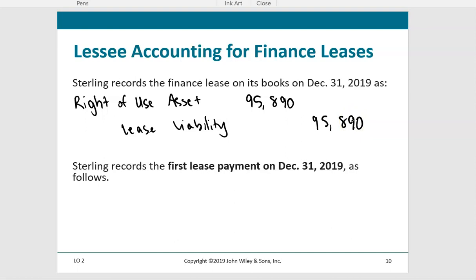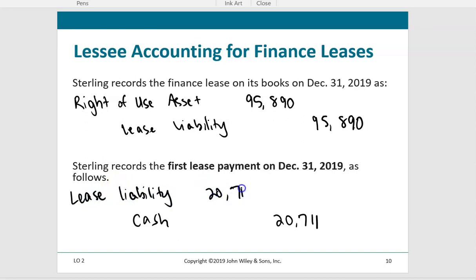Before we get to the interest component, because remember, we can't record interest until time has passed. It's December 31st, the day the lease was signed. We recorded the asset and the liability, and we need one more entry because the lease terms say that the first lease payment is going to be made on that very same day that the lease is signed. So that cash payment, we're going to credit cash to show that Sterling reduces cash by $20,711, and the other side of that entry is a debit to a lease liability. So we are reducing that lease liability by making payment on the very first day that that lease is signed.